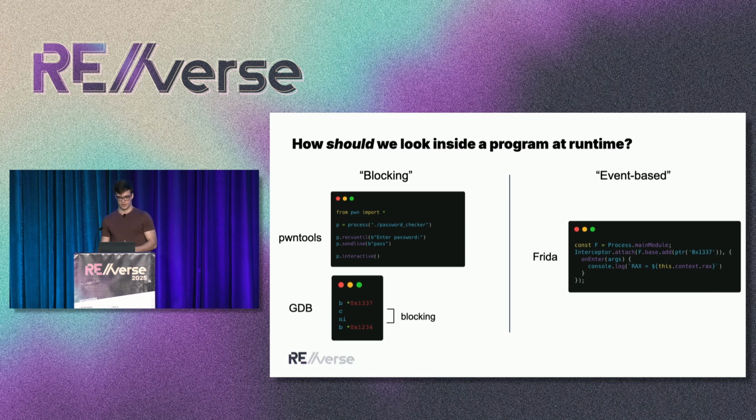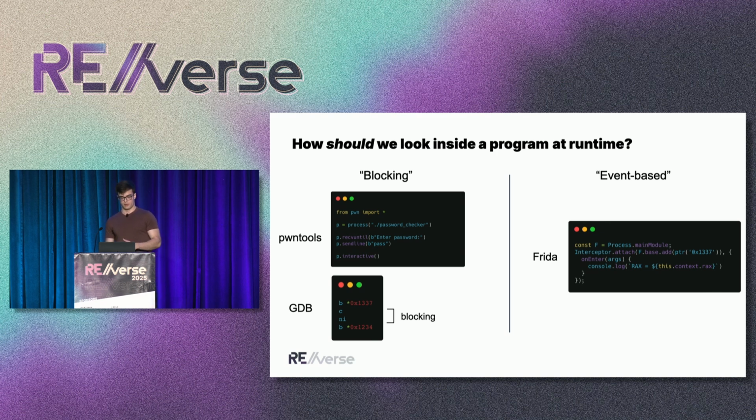The other question you have to ask if you're designing some kind of interface for interacting with programs is: do you want an API that appears to be blocking, or do you want to register a bunch of events and have those events invoke some function? We can see both of these paradigms exist. In pwntools you call receive until and it literally blocks until the process does something. You have GDB commands like finish that block until the process finishes running a function. These all appear to be blocking, at least from the programmer's perspective.